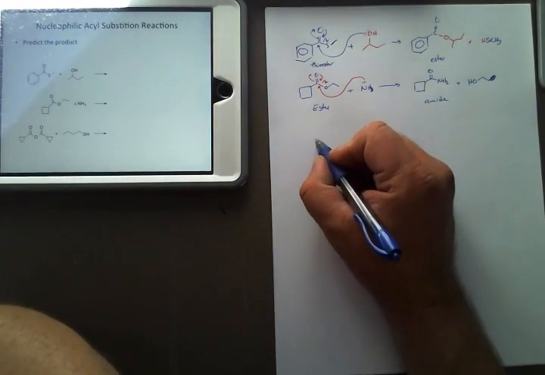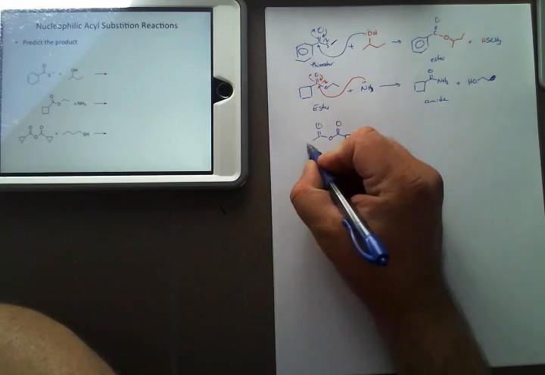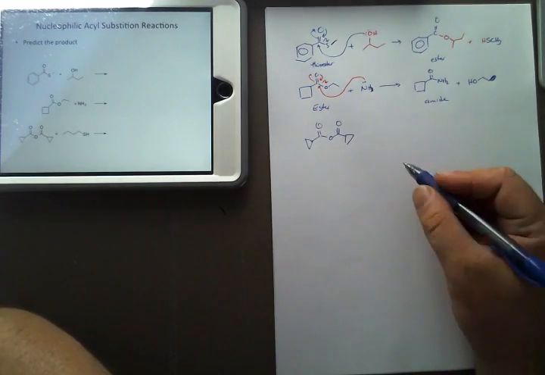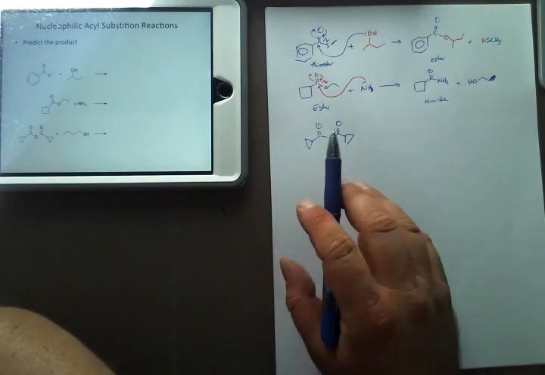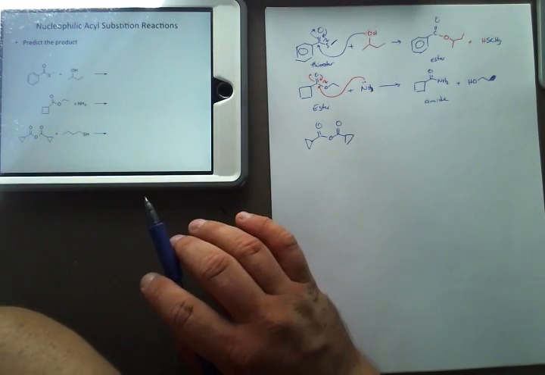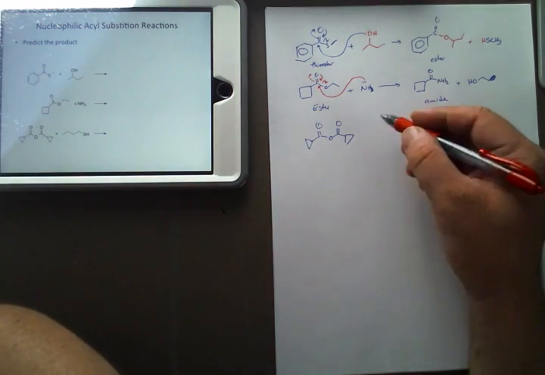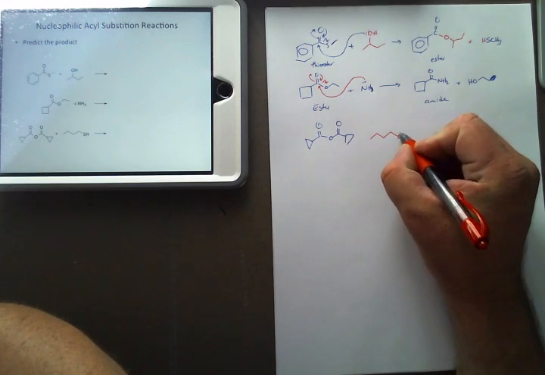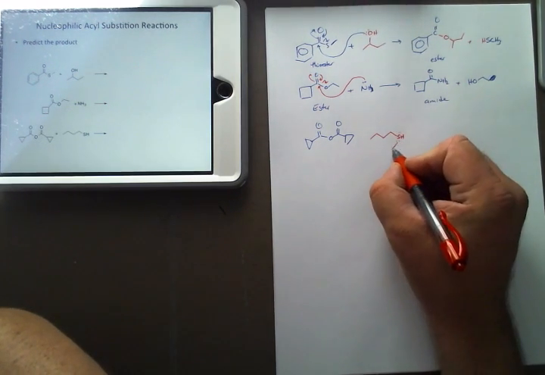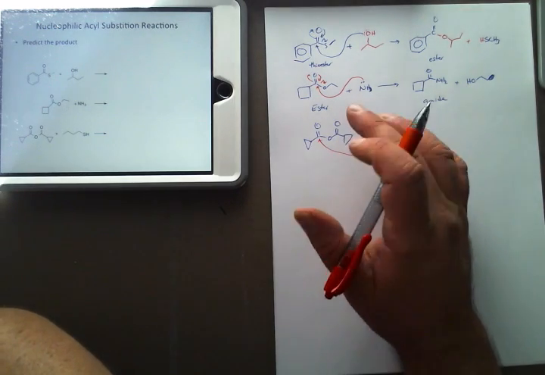Okay, so for this one here, notice you have a symmetrical anhydride. For this type of reaction, if you have an anhydride, I'm only going to give you a symmetrical one, so it really does not matter which one you attack with. Okay, so here we go. One, two, three, four. Right here's where the lone pairs are, so that's going to attack. Don't worry about the fact that this is a big anhydride group. It doesn't matter.